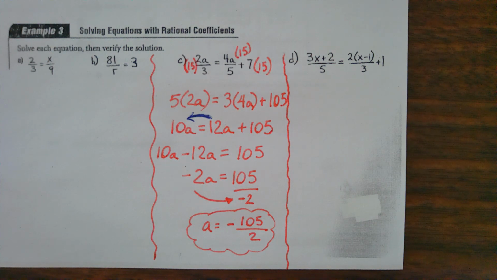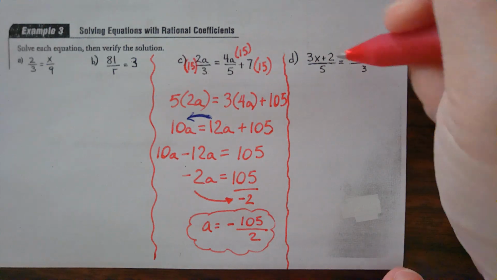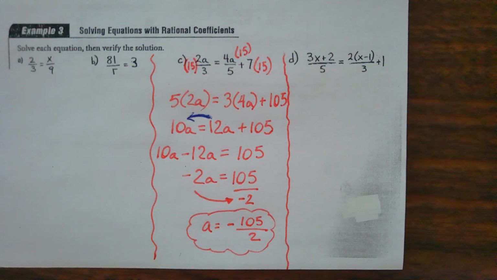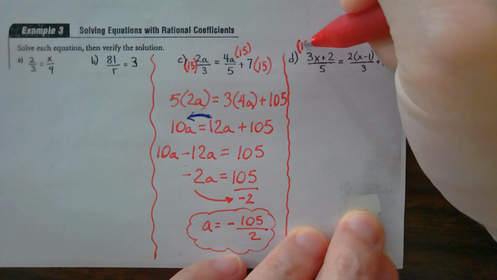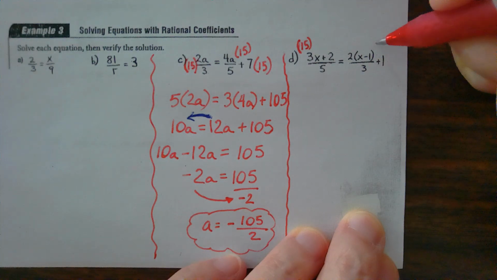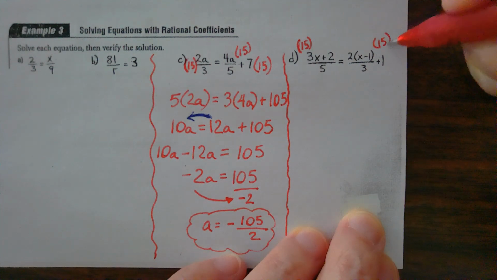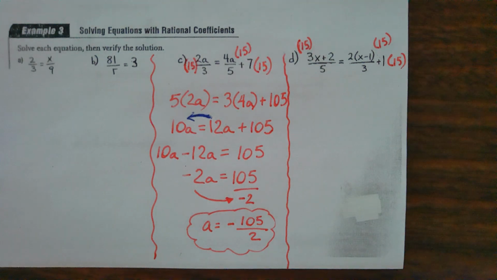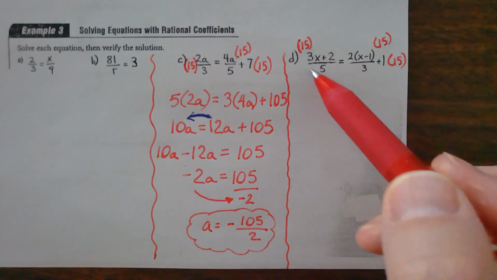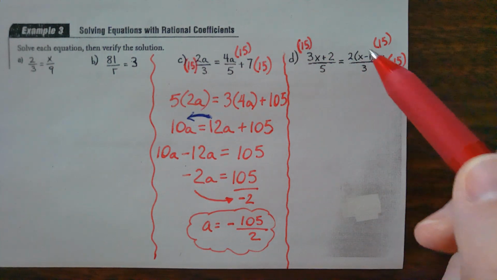So for this one right here, what is my lowest common denominator? 15. So I'm going to multiply this by 15. I'm going to multiply this term by 15. I'm going to multiply this term by 15. So all 3 terms by 15. This right here is still all 1 term. This right here is still all 1 term.